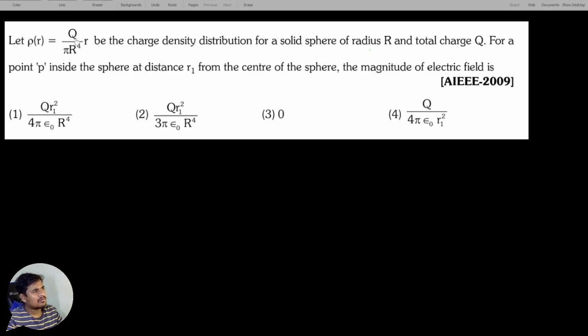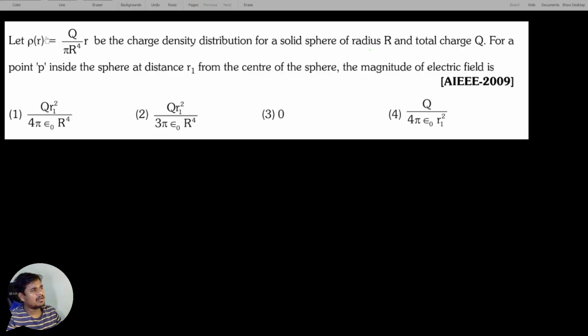Let rho of r equal to q by pi r raised to the power 4 times r be the charge density distribution for a solid sphere of radius R, total charge Q. For a point P inside the sphere at a distance r1 from the center of the sphere, the magnitude of electric field is. So here they're asking us to calculate the magnitude of electric field.